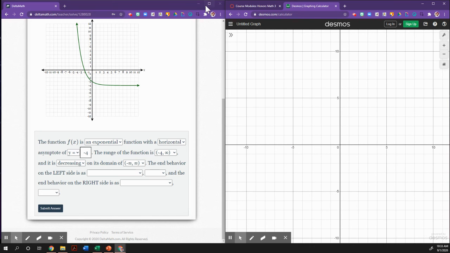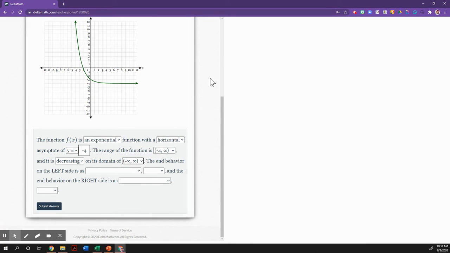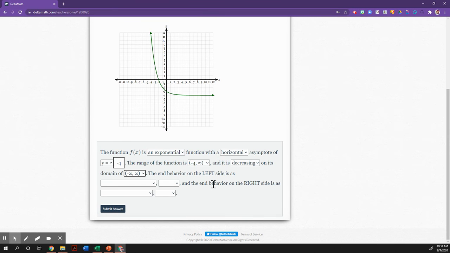Let's go back to the original graph. It says the end behavior on the left is, as x goes to negative infinity, y goes off to positive infinity. And the end behavior to the right is, as x goes to positive infinity, y is approaching -4.